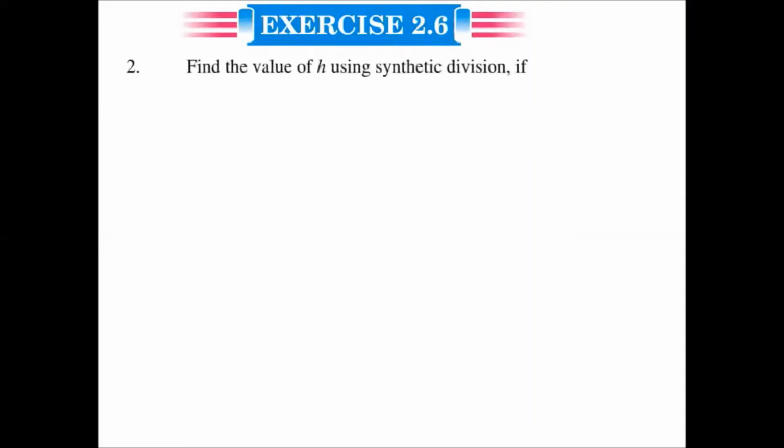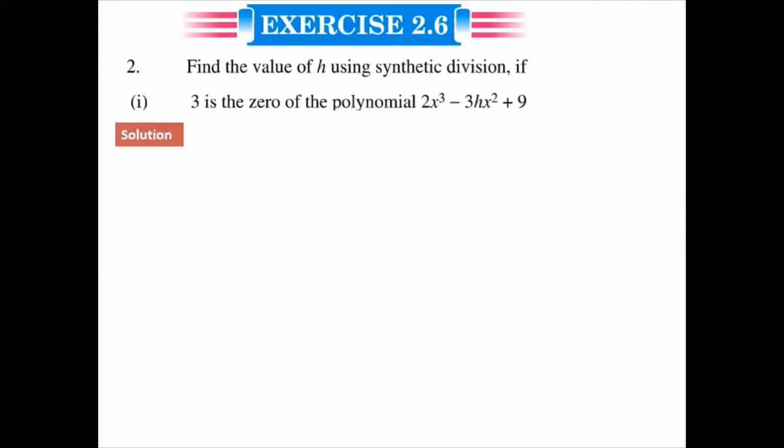Again, question 2: find the value of h using synthetic division. If 3 is the zero of the polynomial 2x cube minus 3hx square plus 9. Here p of x is equal to 2x cube minus 3hx square. The x term is missing, so we can write this as plus 0x plus 9, and a is equal to 3.